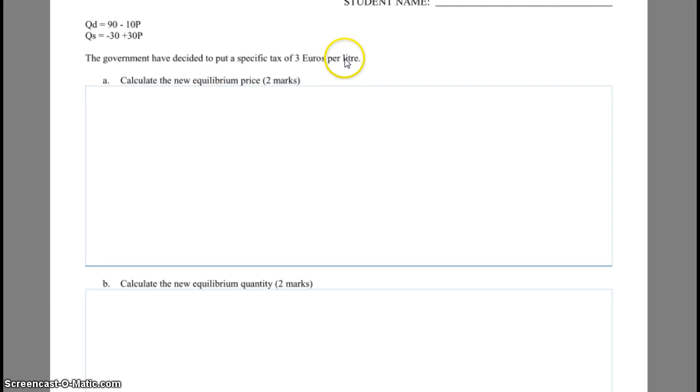Okay, so in the exam we change this to per sack. Okay, and this is all about a specific tax, so we just need to change our formula around a little bit. So we're going to use the same ones as we started off with. So we've got quantity demanded equals quantity supplied, so 90 minus 10p.